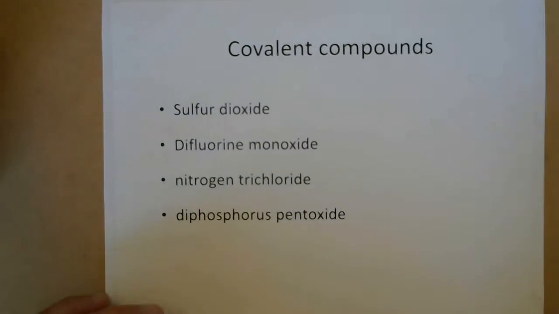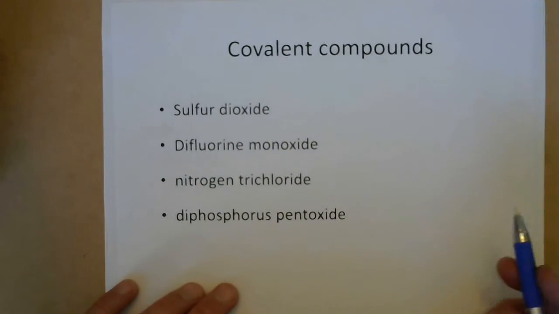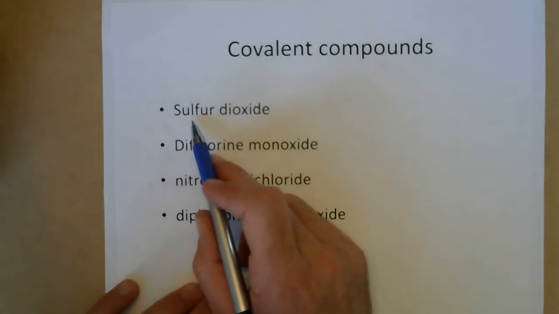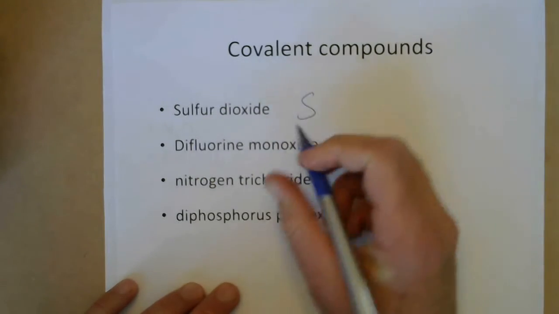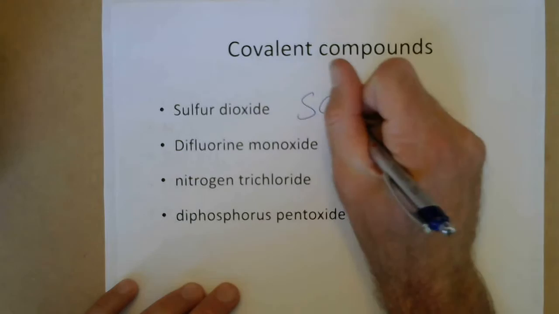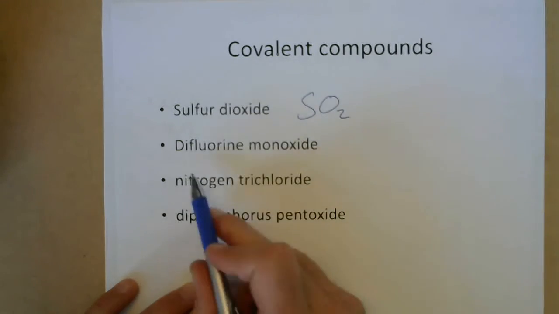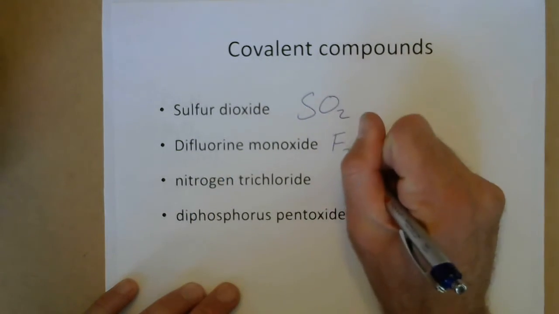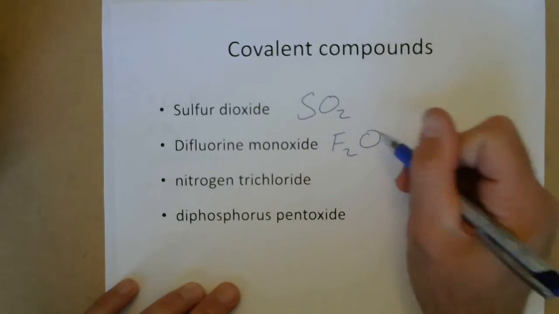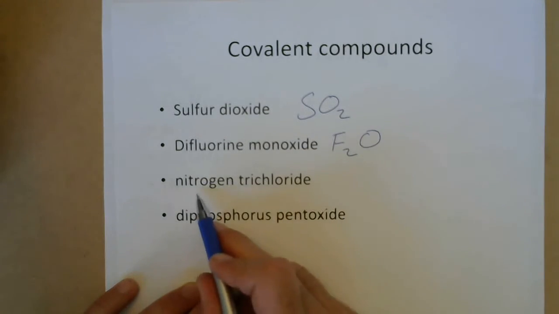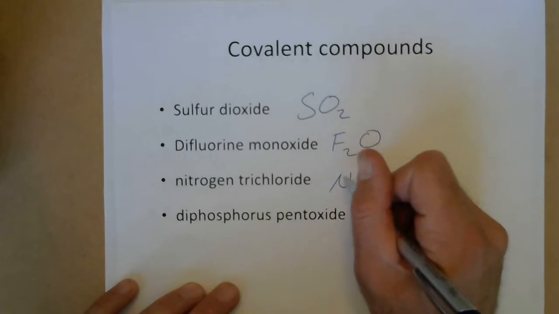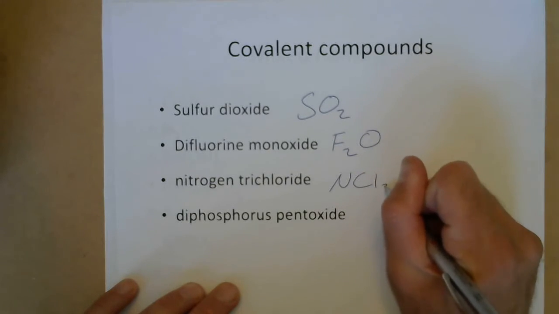Going the other way is usually even easier. So the prefixes are going to tell us how many of each element we have. Sulfur, just one of them. And then dioxide, so two oxygens, so SO2. Difluorine, so that's F2. Monoxide, just one oxygen. Nitrogen trichloride, nitrogen and then chlorine, and there are three of them.